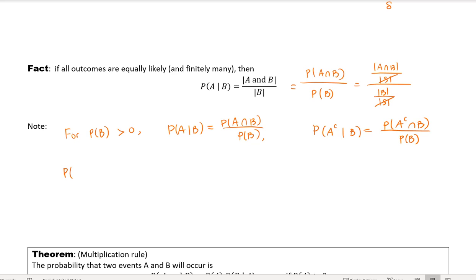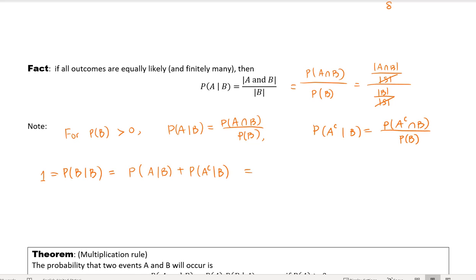And P of B given B, any guess? B given B, because B has already occurred, so B must occur. So the probability is 1. And you can think of that, this is P of A given B plus P of A complement given B.